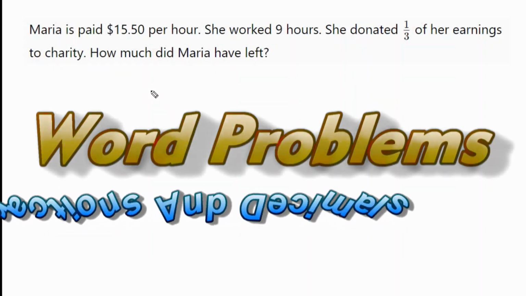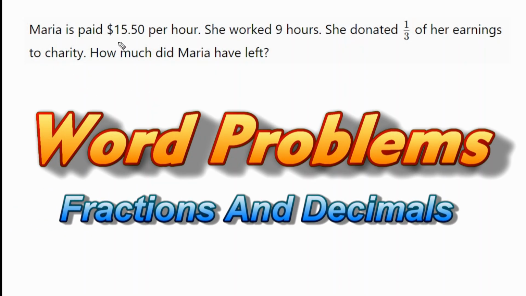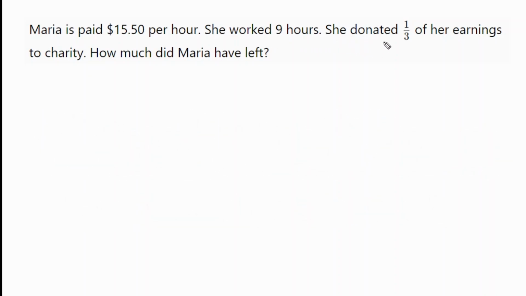All right, so the problem reads that Maria is paid $15.50 per hour. She worked 9 hours. She donated one third of her earnings to charity. How much did Maria have left?